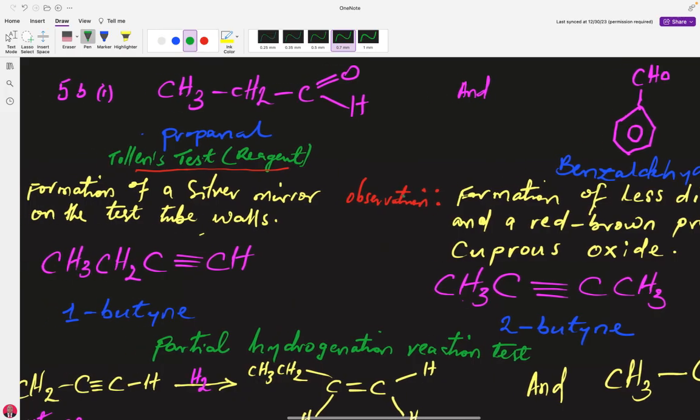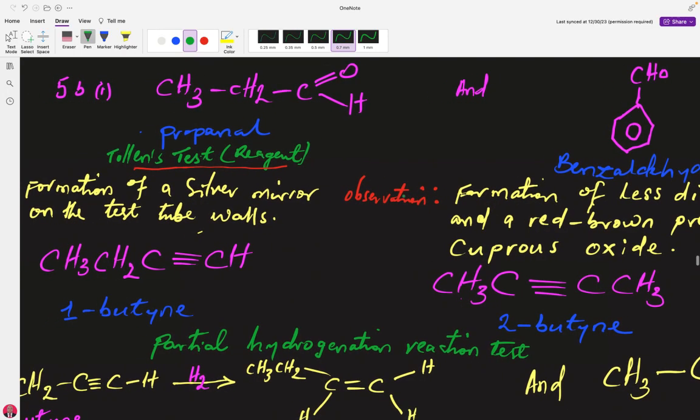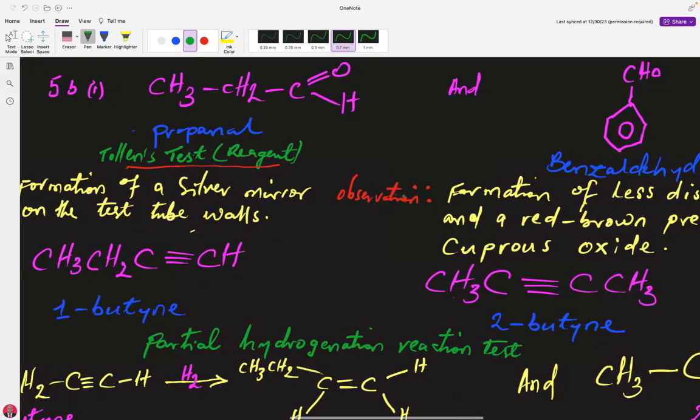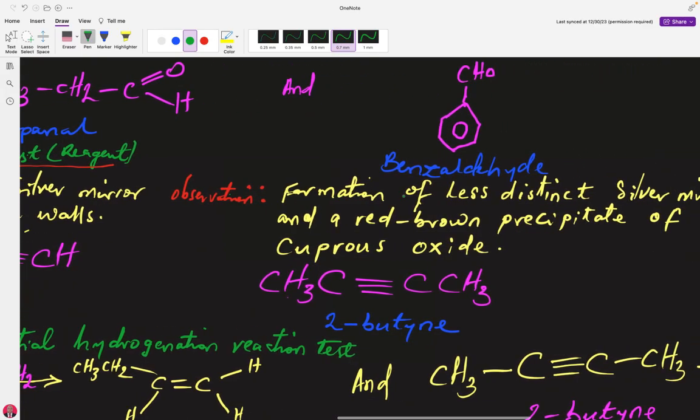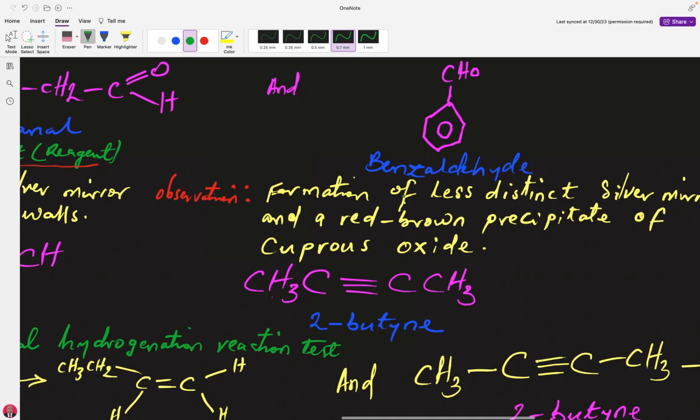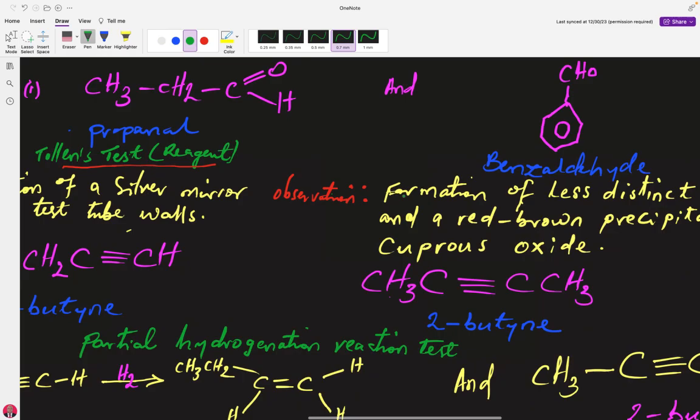So now that is the difference. You can write it shortly like that, then you are okay. Formation of a silver mirror on the walls of the test tube. Formation of a less distinct silver mirror and a red-brown precipitate of cuprous oxide. That's the main thing. Let's go.